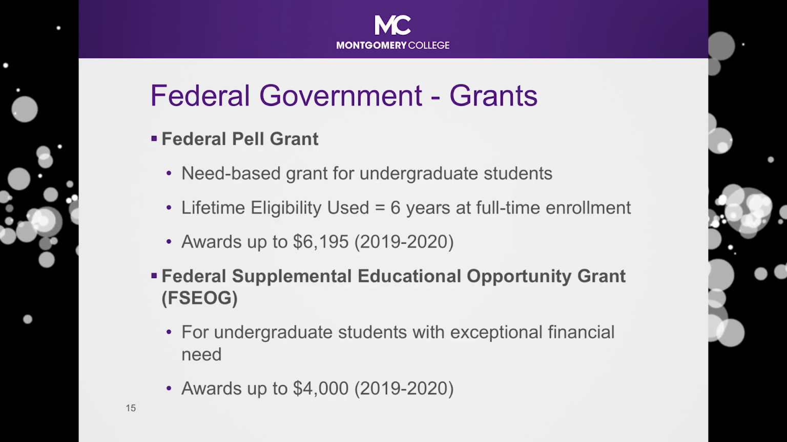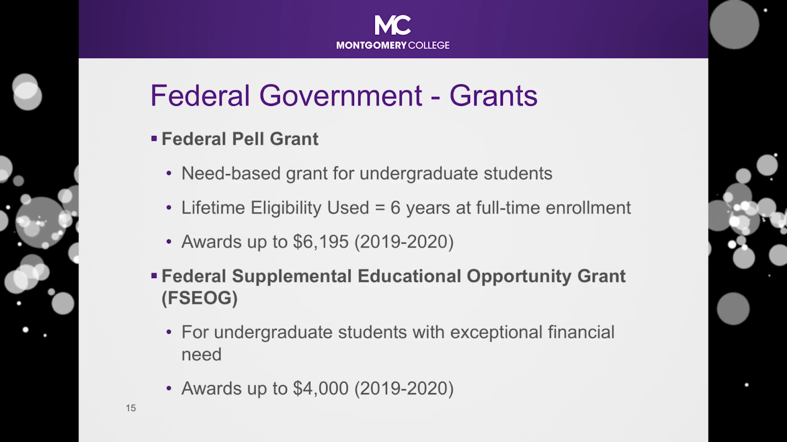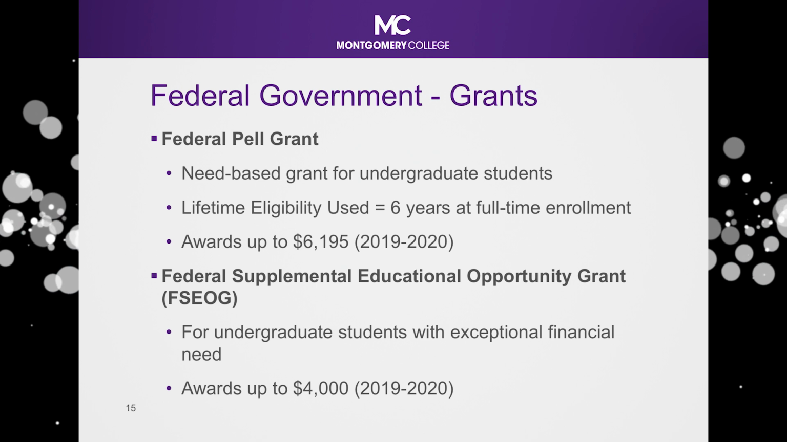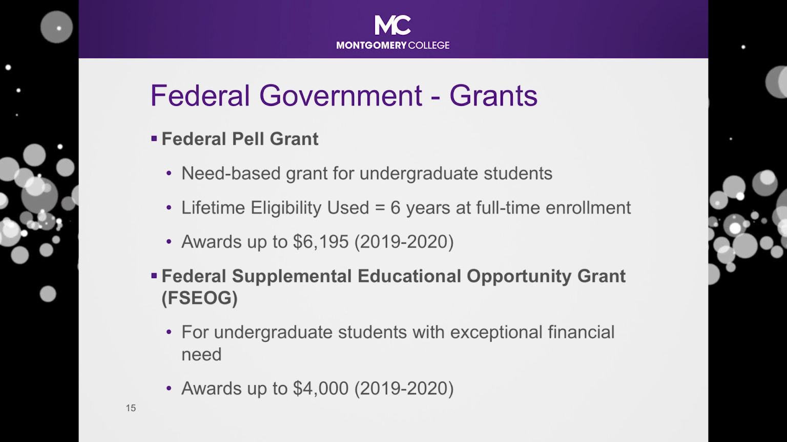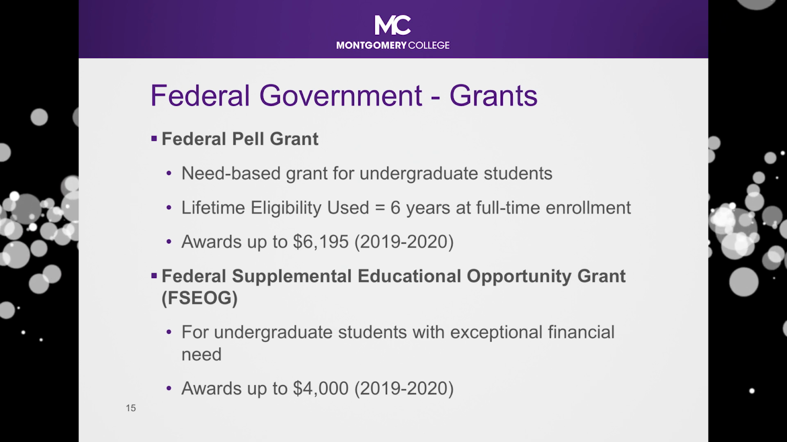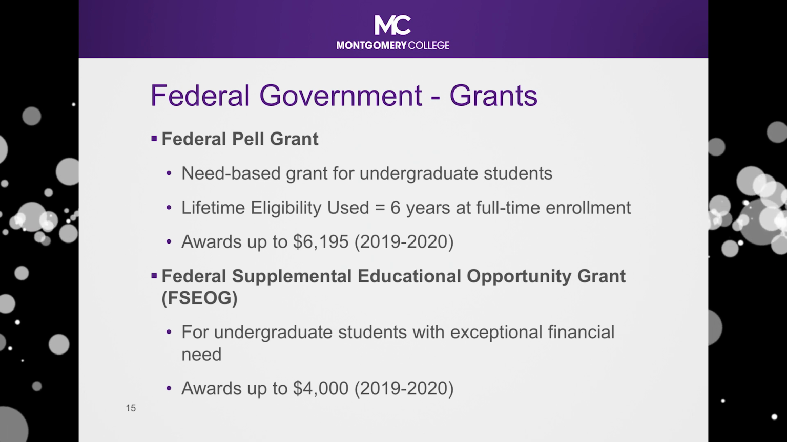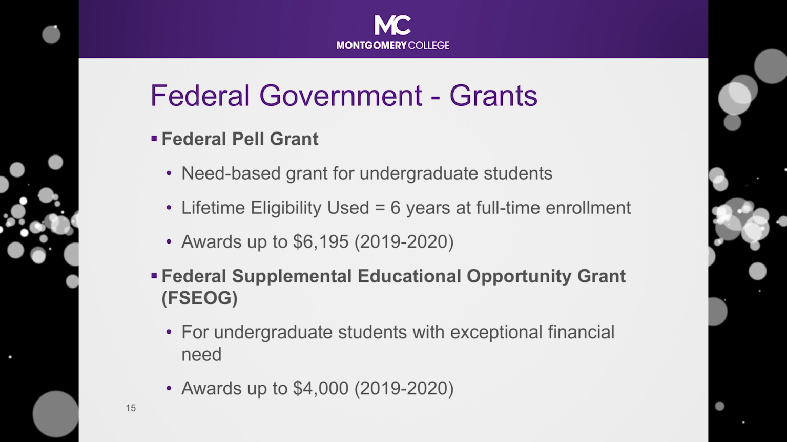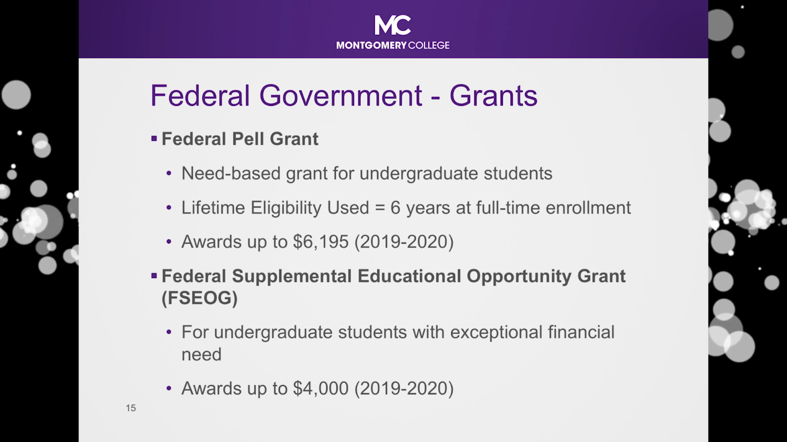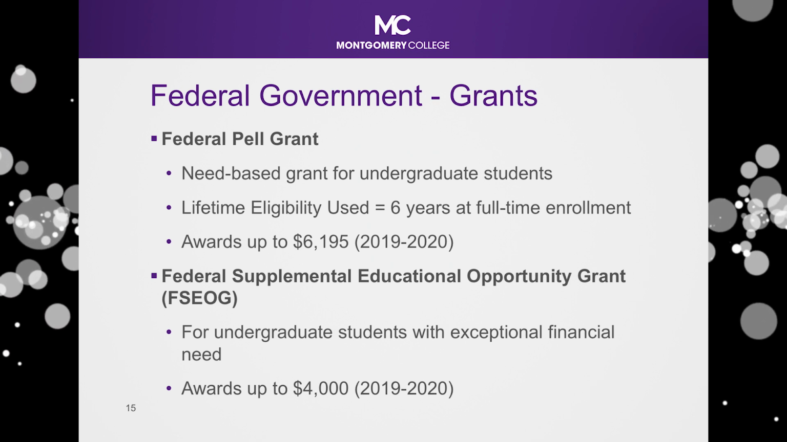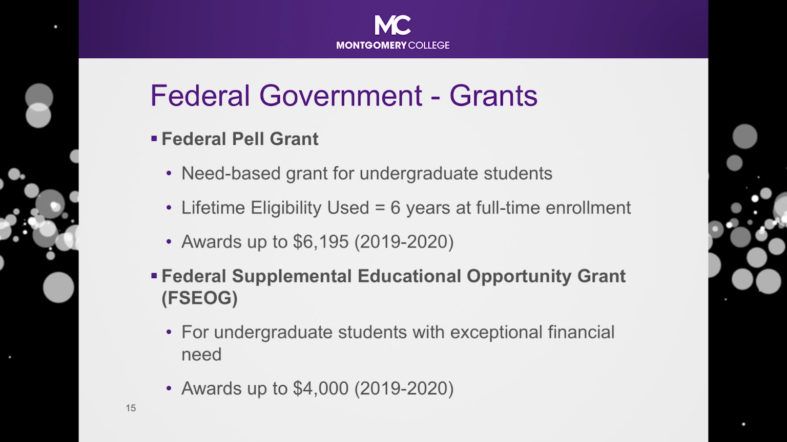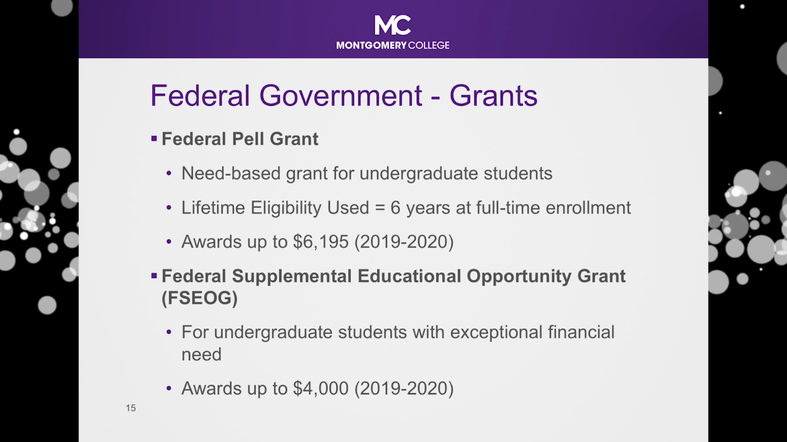The federal Pell Grant is the largest grant program. It is need-based. It's for undergrad students. Lifetime eligibility is the equivalent of 6 years of full-time enrollment. Again, you can't stay in school forever. And as of this year, the max award, if you're a full-time student, that's 12 or more hours, is $6,195 for the year.